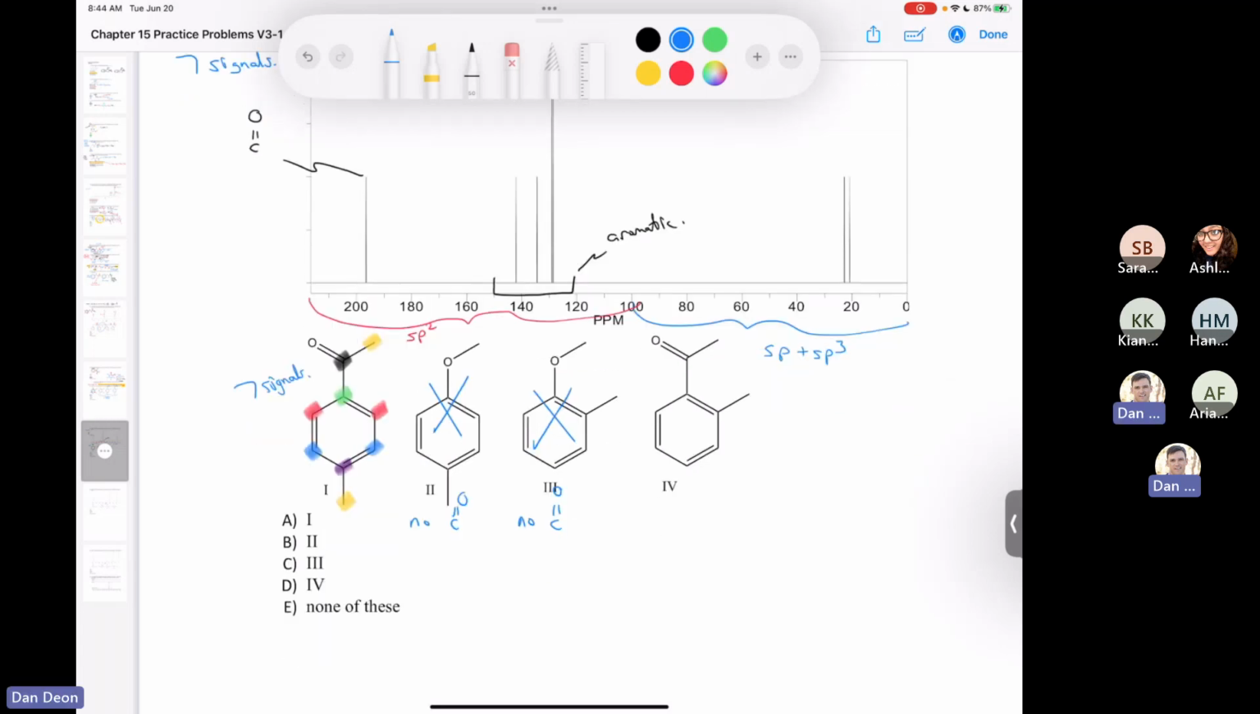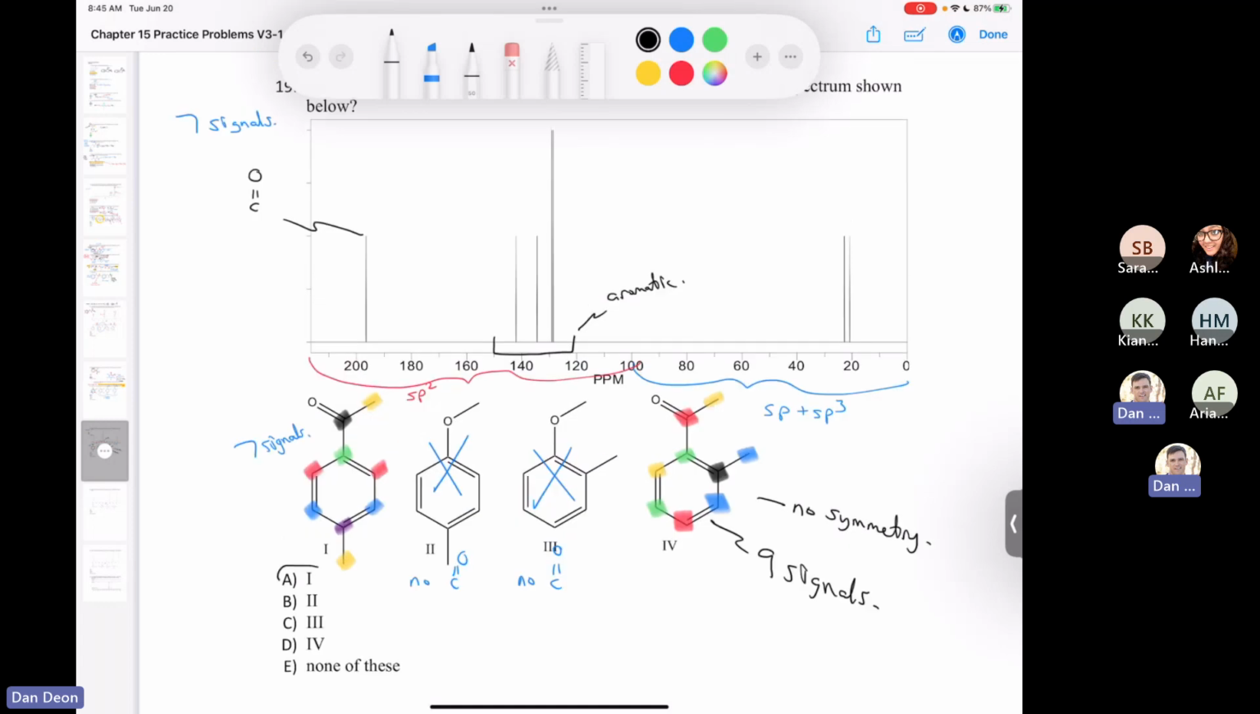And then if we look at number 4, how many signals is it going to have? Well, let's see, there's no symmetry in it. So we'll scribble down here, no symmetry. Okay, therefore it's going to have a total of what? 1, 2, 3, 4, 5, 6, 7, 8, 9. So we'd get a total of 9 signals for this compound. So 9 signals. Therefore, this cannot be the correct structure. The correct structure has to be number 1.